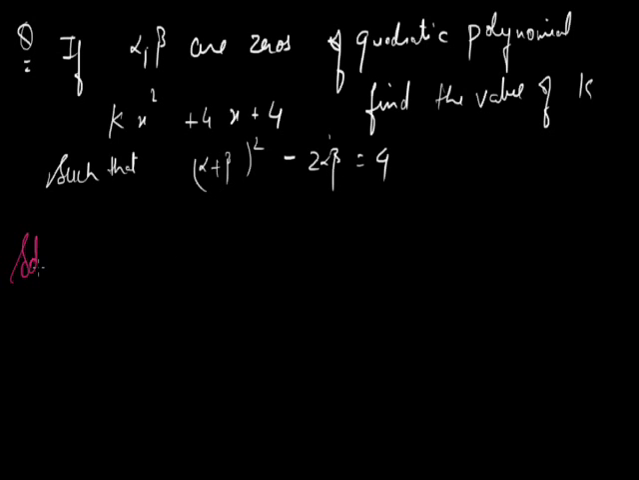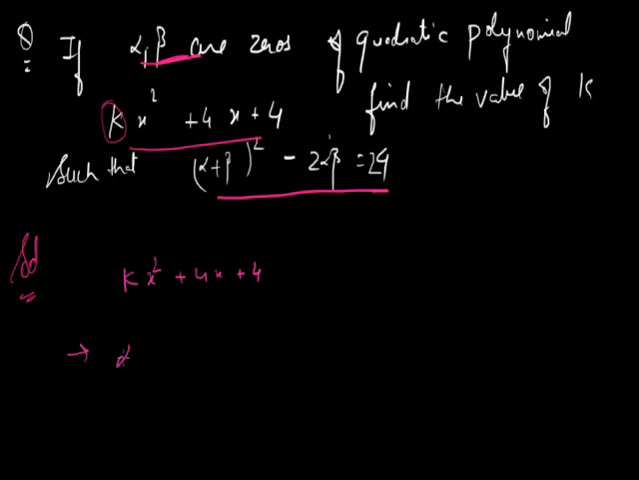Now solution. Let's understand the problem first. If alpha and beta are the zeros of a given quadratic polynomial, we have to find the value of k such that alpha plus beta whole square minus 2 alpha beta is equal to 24. You got the problem? Let's write the quadratic polynomial: kx square plus 4x plus 4.